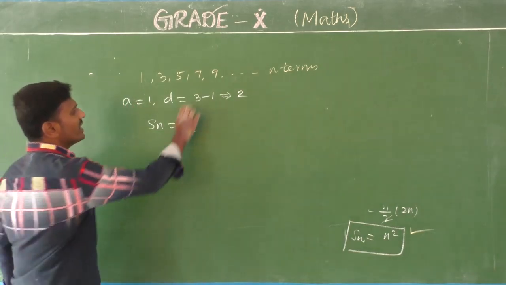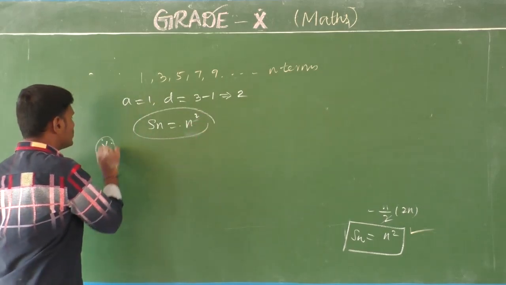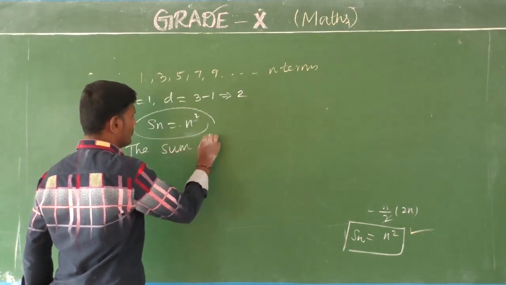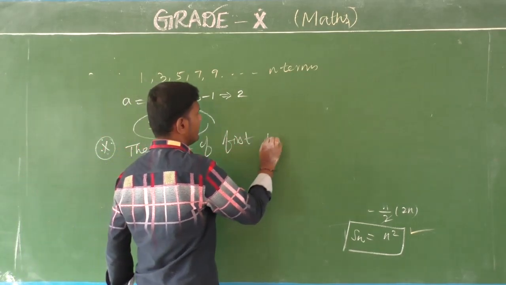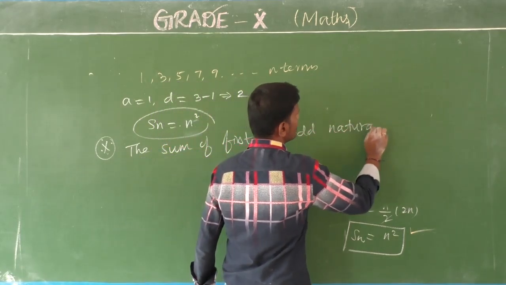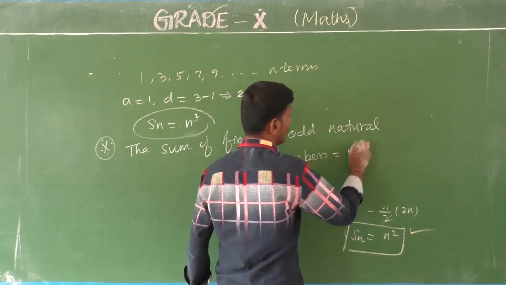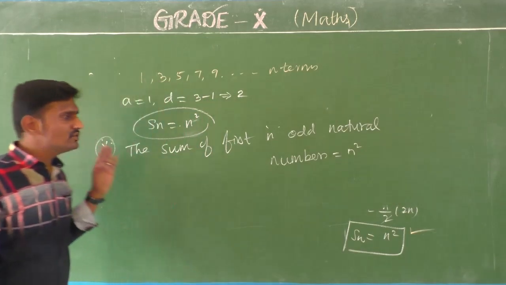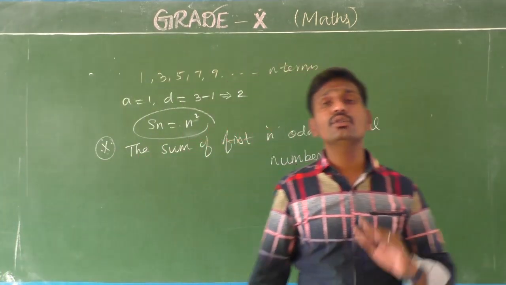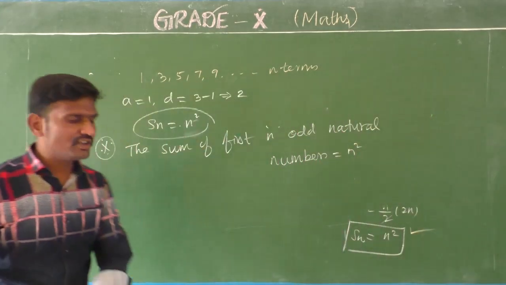To get the final answer, what will come? n square. This is an important 1 mark question: the sum of first n odd natural numbers is n square. Sometimes you are going to use it here. This is an important formula you are going to study in 11th standard. Now the next pattern question I am going to give you.